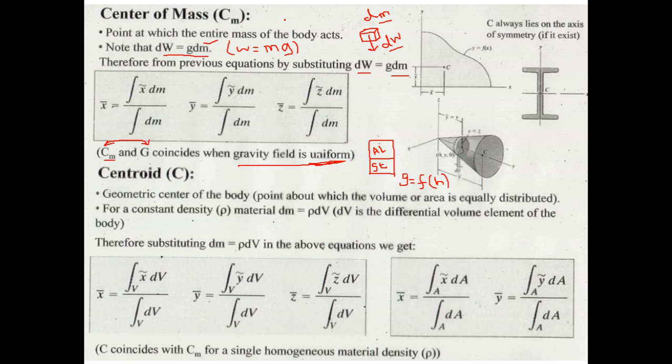So we have defined center of gravity and its formulations, and we have defined center of mass and its formulations with just a little bit of manipulation of the equation. We come to the third important concept, that of centroid. The centroid of a body is basically the geometric center of the body, the point about which the volume or area is equally distributed.